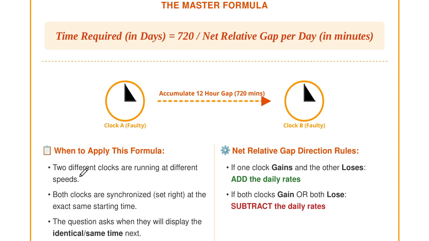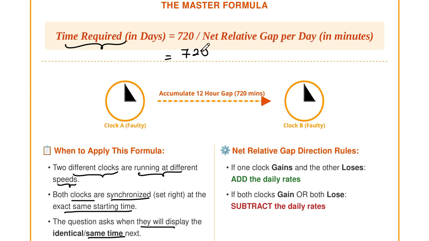So whenever in the question it is given that two different clocks are running at different speeds, and both clocks are synchronized at the exact same starting time, the question is when they will display the same time next. To find out after how many days or how much time the time will be identical, we will use this short trick formula: 720 divided by net relative gap per day. This is very important: net relative gap per day in minutes.